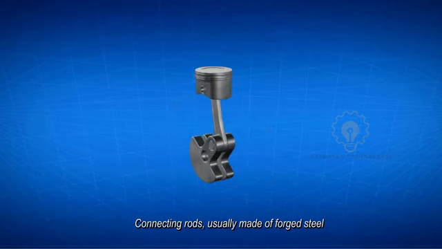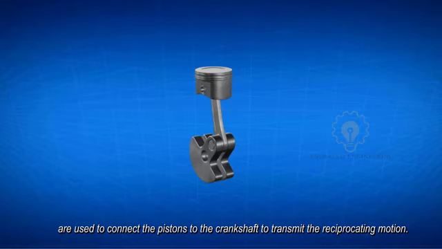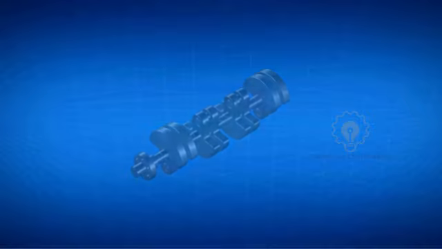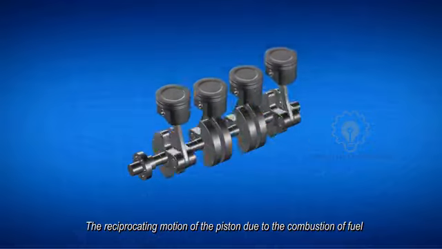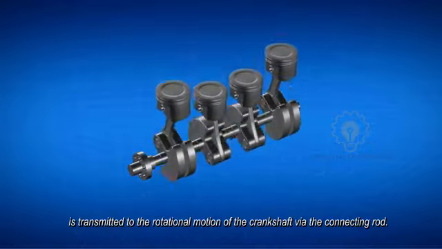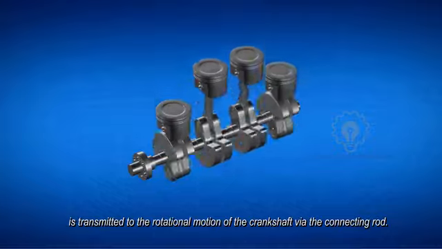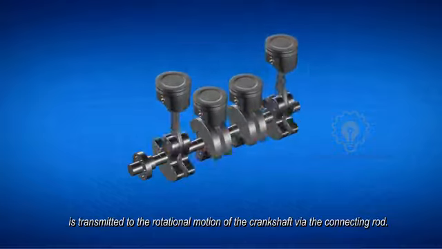Connecting rod. Connecting rods, usually made of forged steel, are used to connect the pistons to the crankshaft, to transmit the reciprocating motion. Crankshaft. The crankshaft is internally supported by the engine block. The reciprocating motion of the piston due to the combustion of fuel is transmitted to the rotational motion of the crankshaft via the connecting rod, which subsequently drives the wheels.